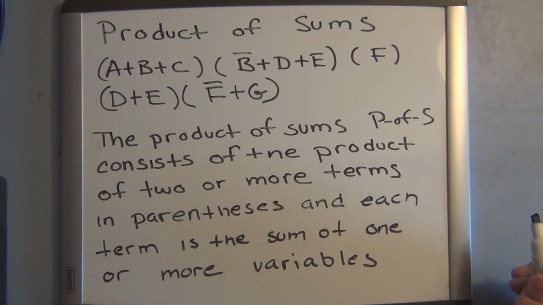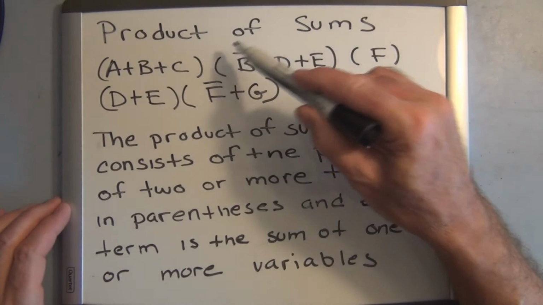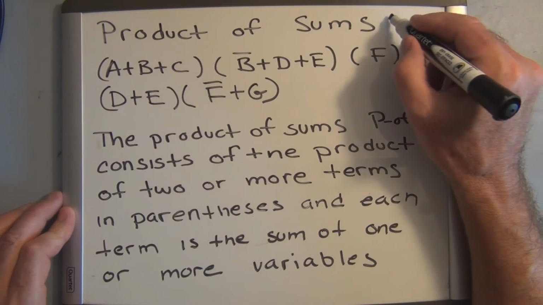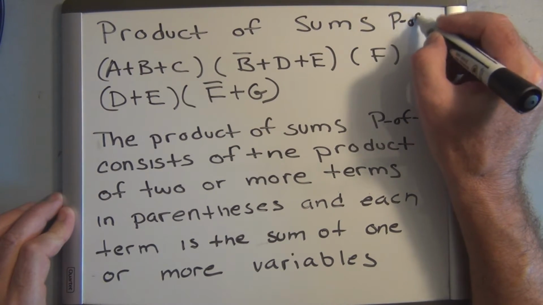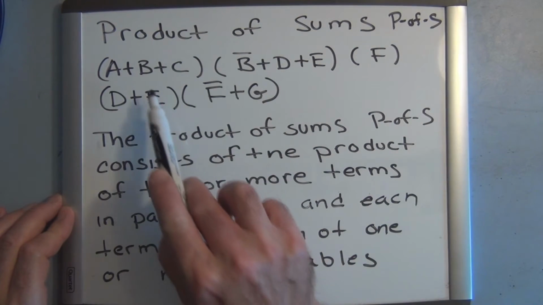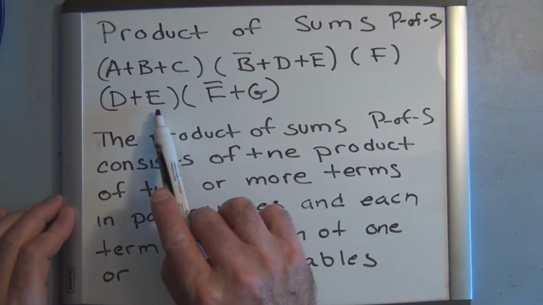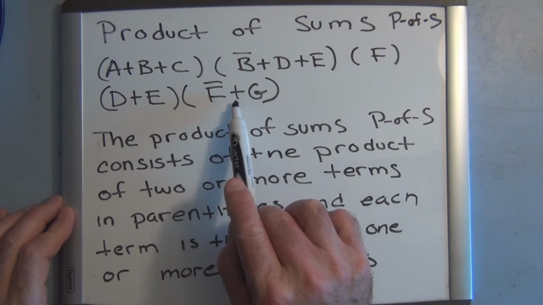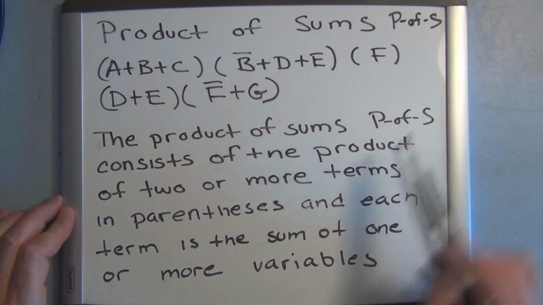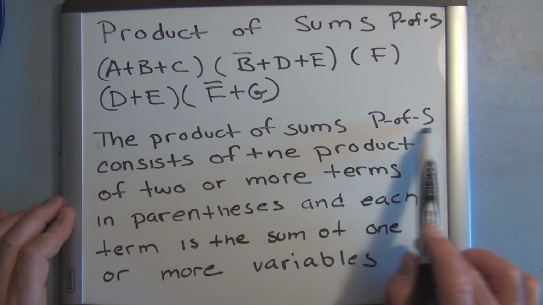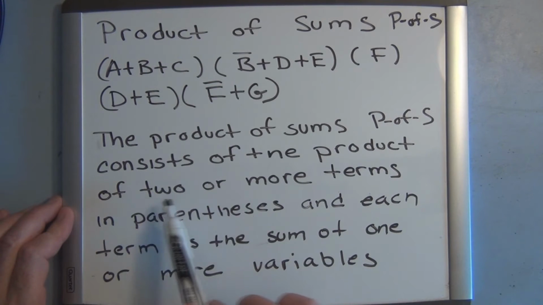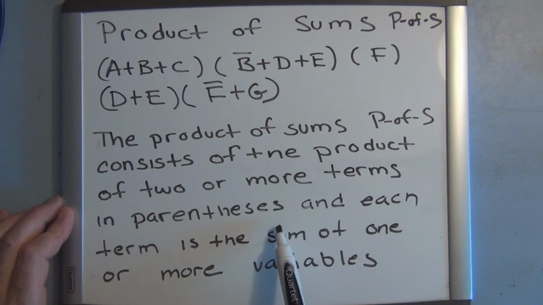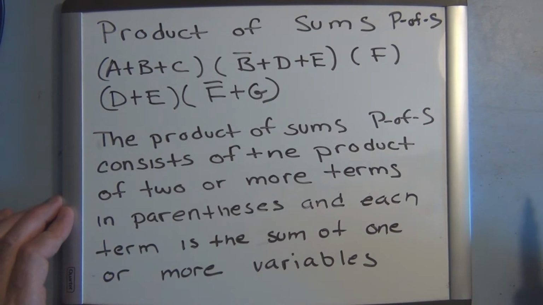The second general form of logic expression is the product of sums, abbreviated P of S. It consists of two or more terms in parentheses, and each term is the sum of one or more variables.